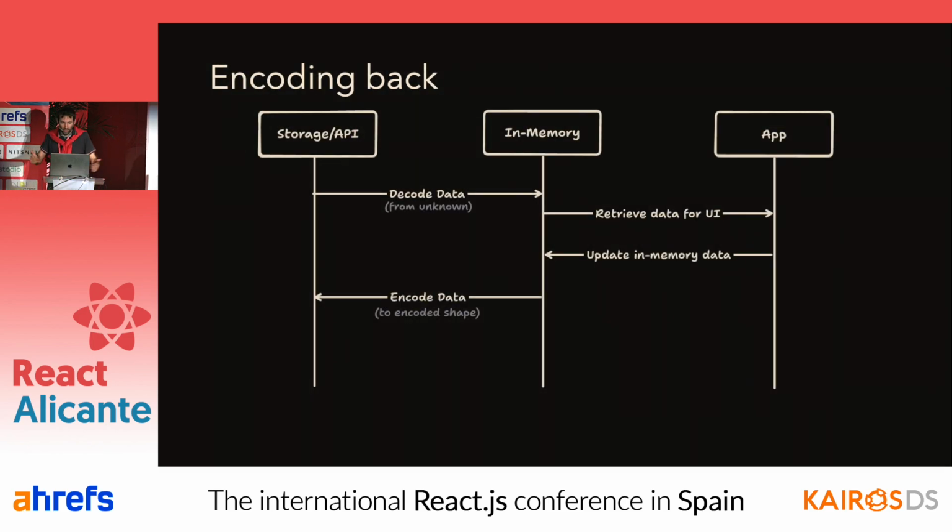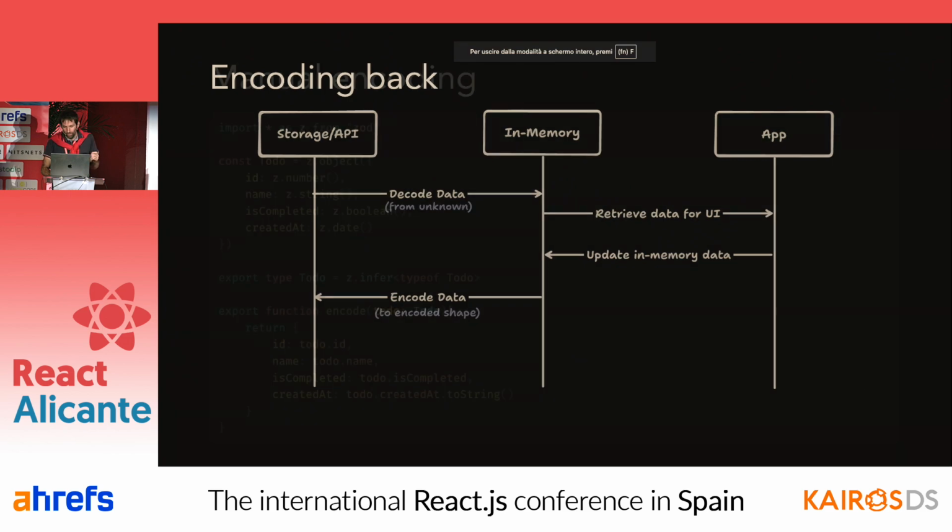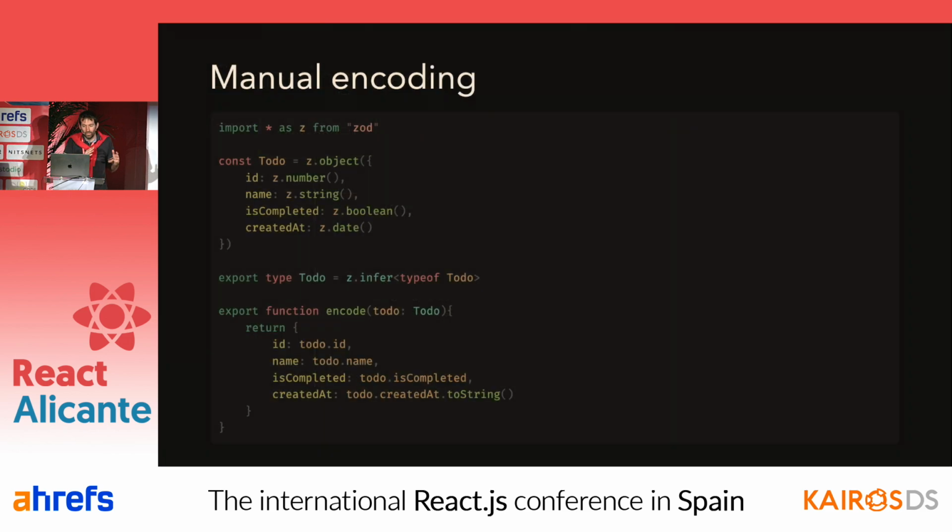So now, let's say that you have used Zod and validated your incoming API data, and now what happens? Well, it seems odd, but most of the time, when you fetch something from storage into memory, you present it to the UI, and then the UI updates that in-memory representation, but eventually you have to persist it back. So we would like to have something that performs encoding back. But unfortunately, that is out of scope for data validation libraries because they only focus on input data validation.